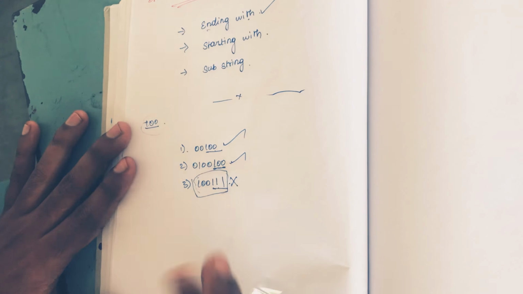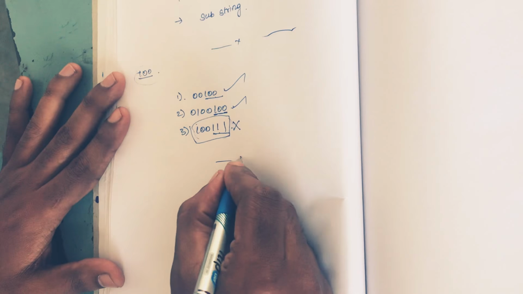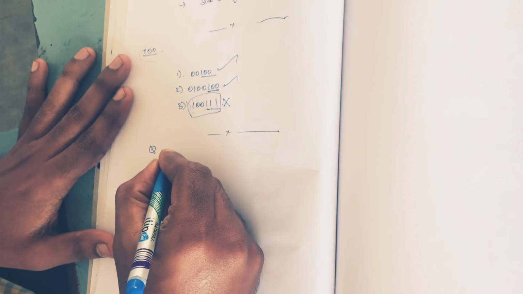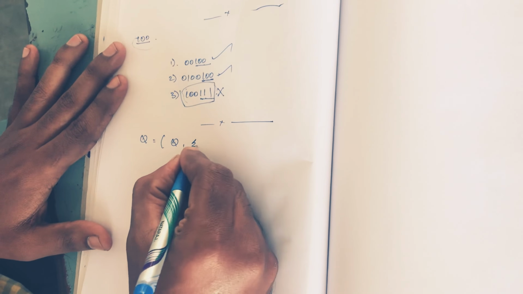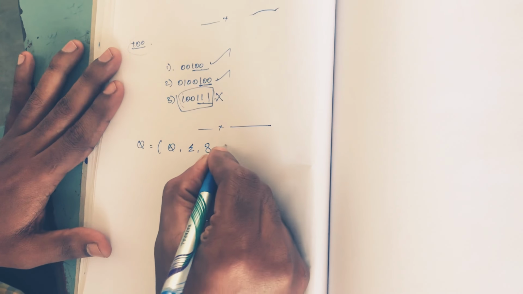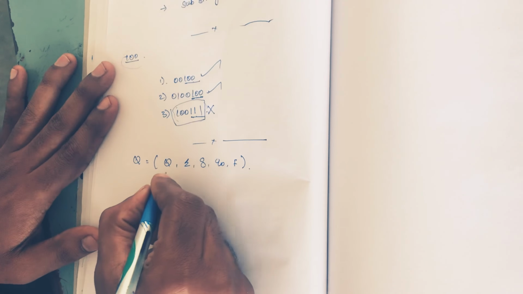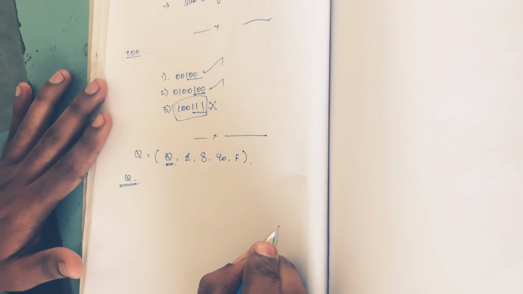So for that we are going to create a machine. How we are going to create it, we will see now. First of all, we will see the tuples of DFA. We have five: first one Q, second one sigma, third one delta, fourth one Q naught, and last one F. We already know Q is the finite set of states.